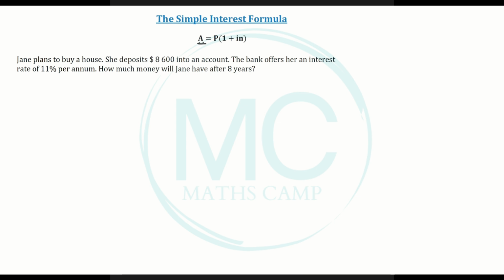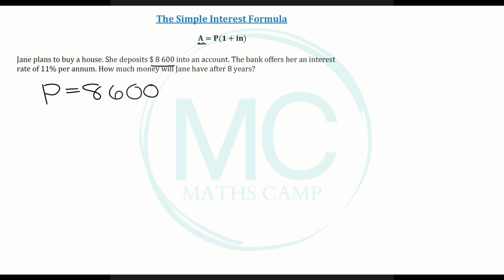Let's start by finding our P, I, and N values. She deposits $8,600 into the account. This is the amount she starts with. It is our principal amount. So over here, we say P is equal to 8,600.